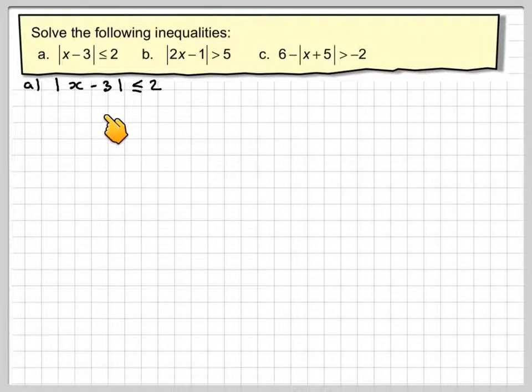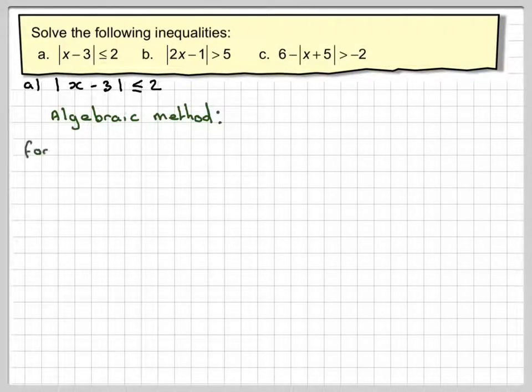So the absolute value of x minus 3 is less than or equal to 2. Now for the algebraic method, when x is 3, this bit will be equal to 0. So for any value less than 3, the bit in the bracket here is negative, but we always need the absolute value to be positive. So for x less than 3, we write down the function, this time in brackets, remove the absolute value sign and put a minus sign in front. You'll see this when we draw the graph in a minute, so I'll try to explain it then again.